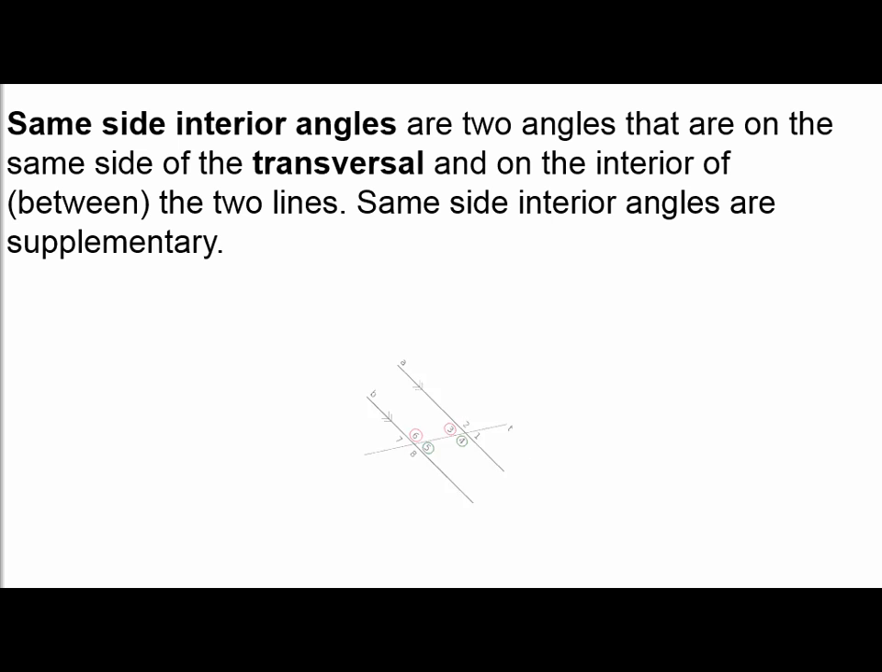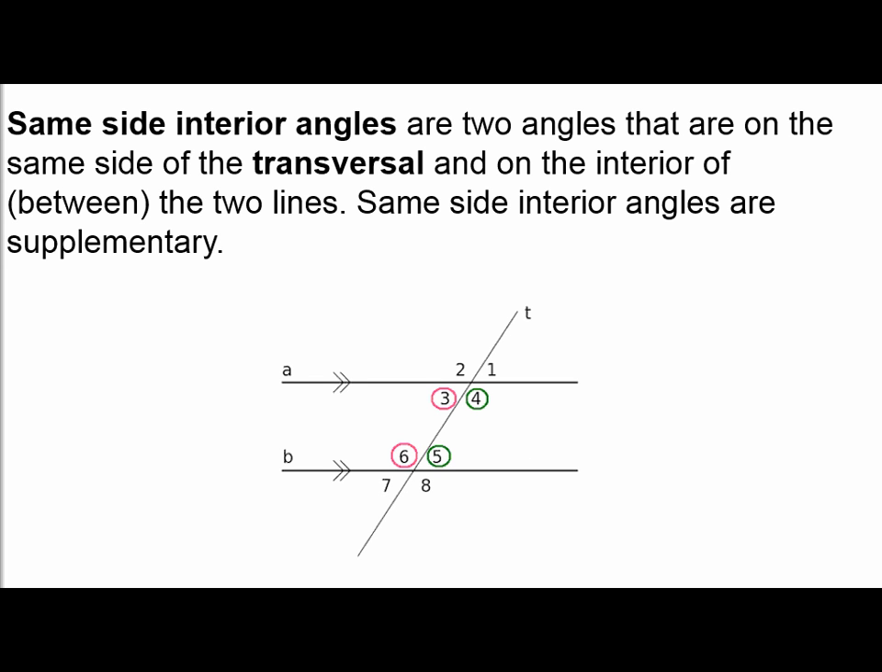Let me show you guys a few examples of what I mean. Let's say lines A and B are parallel, and I identify them with the same marking, same arrows. My transversal is line T. Angles 4 and 5, those two are same side interior. That's an example. Another example would be angles 3 and 6. They're same side interior.